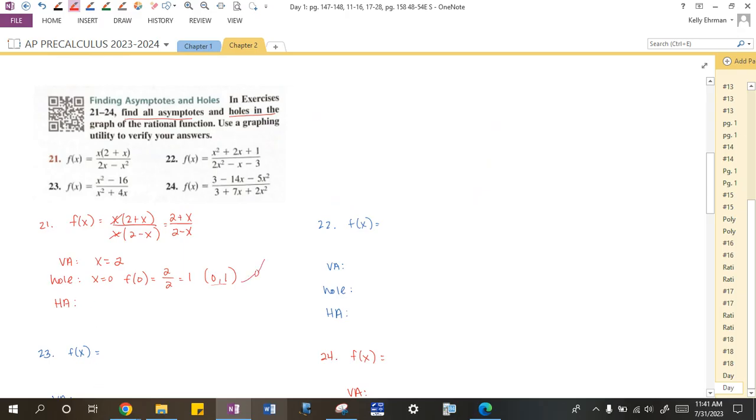And then horizontal asymptote, whether you look at your simplified version or the unsimplified version, it's a tie either way, and you're getting 1 divided by -1. So y equals -1 is the horizontal asymptote there.